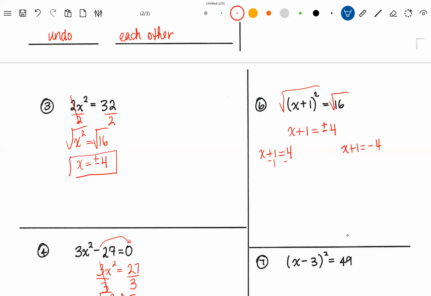So subtract 1. So x is 3. Subtract 1. So x is negative 5. And you can see if I put in a 3 here, 3 plus 1 is 4, 4 squared is 16, so that works. And then if I put a negative 5 in for x, negative 5 plus 1 is negative 4, but negative 4 squared is also 16.